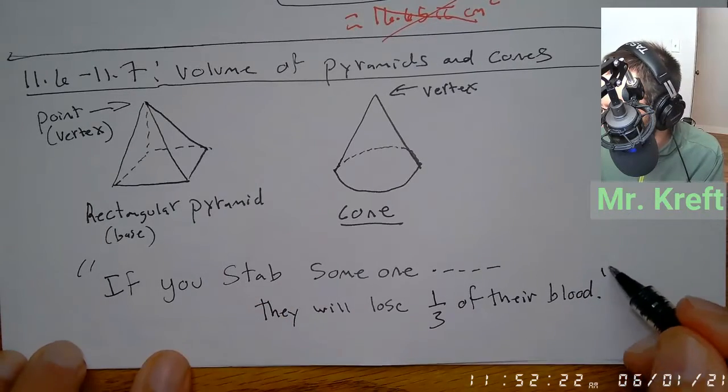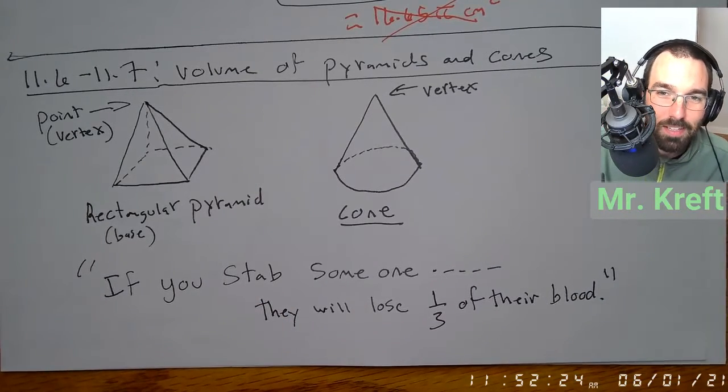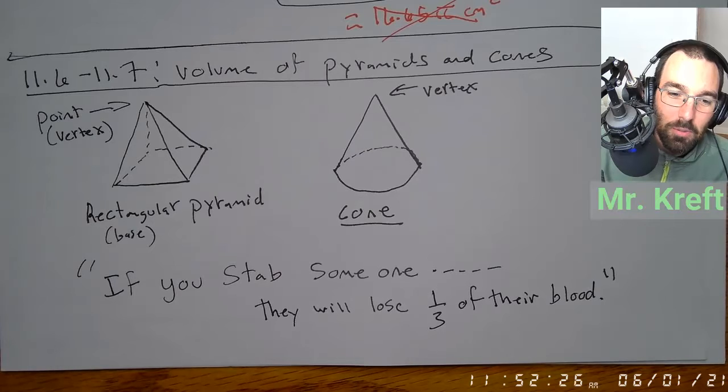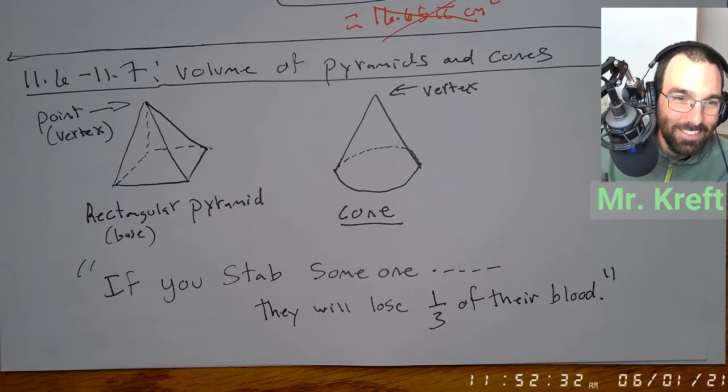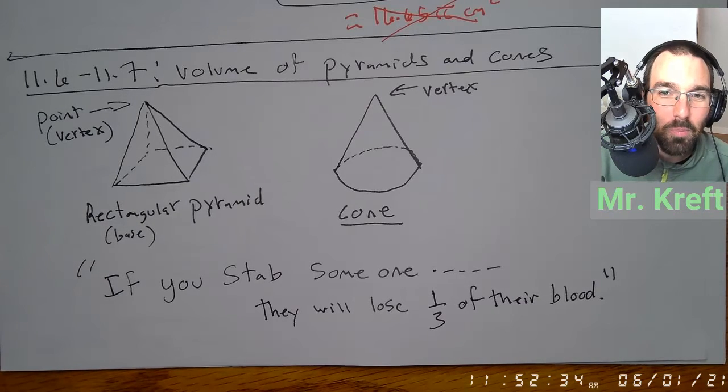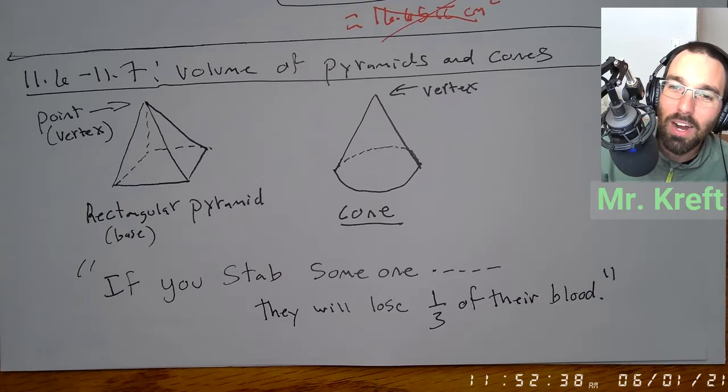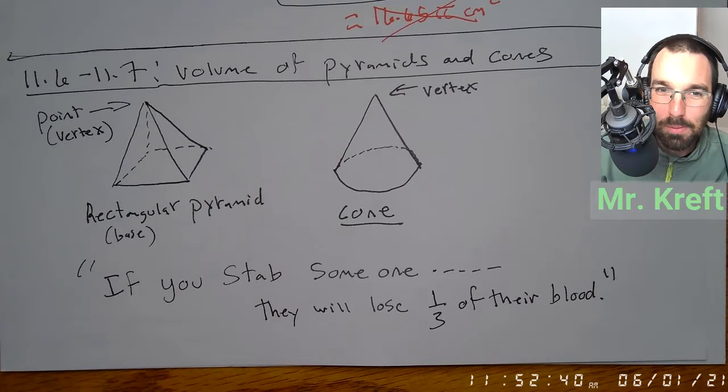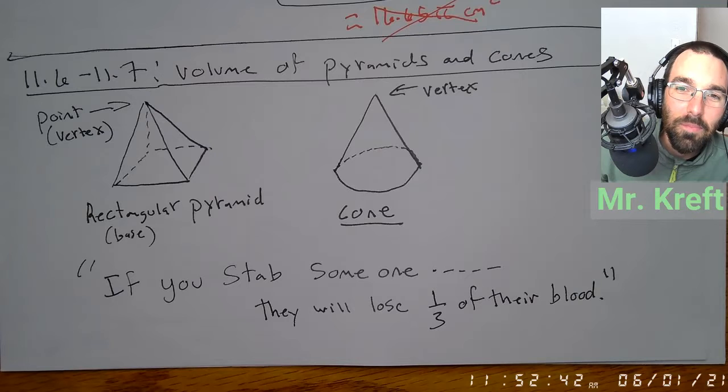Okay. Now you can quote me on this. It's just a creepy thing, but the weird things are the things that we remember, right? We never remember the boring things. It's always the weird things that stand out to us. So if you stab someone, they lose 1/3 of their blood. Now you might be like, Kreft, why are you doing this? Why are you being so creepy? Because the only other way of doing this requires calculus, and we don't have calculus yet.